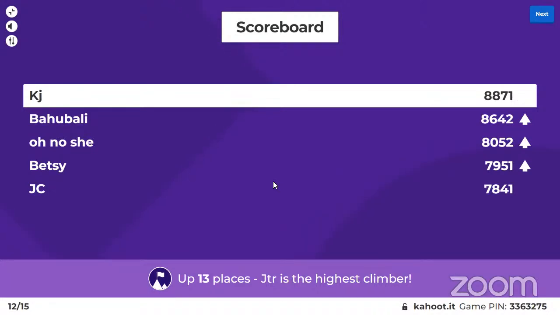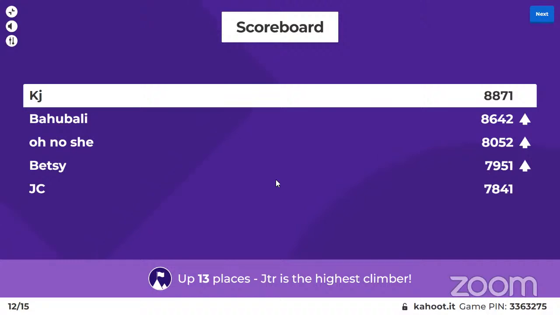And see, the scoreboard is again changing. New table, new names on the table. So again, don't lose the hope. The game is really still on. Only 3 questions left. There will be a bonus question, I don't know. Will there be any bonus question? So let's see. Again, a special mention to JTR, the highest climber. He has climbed 13 places ahead.